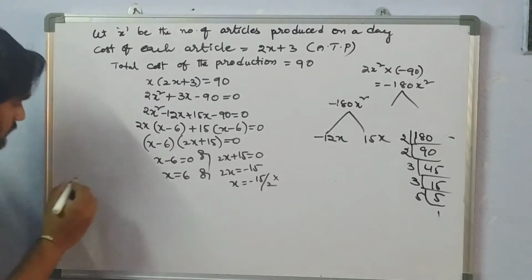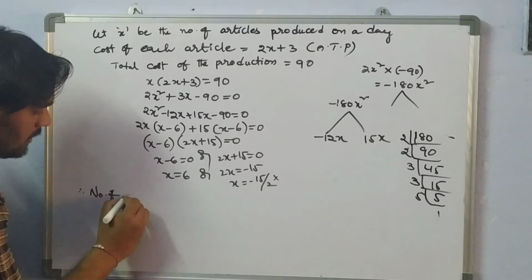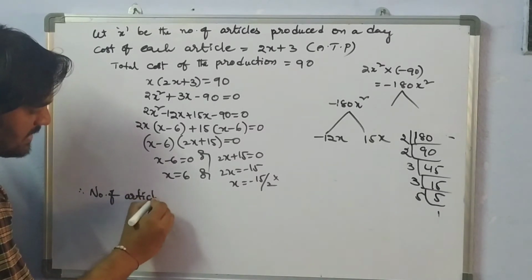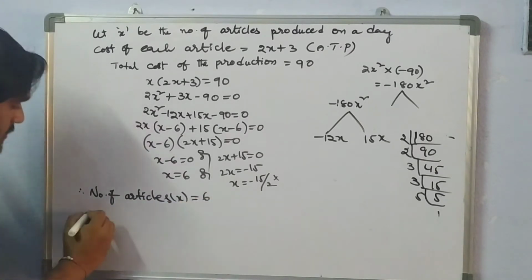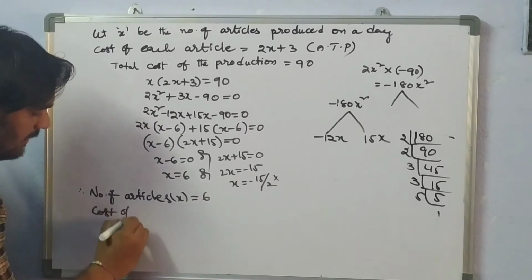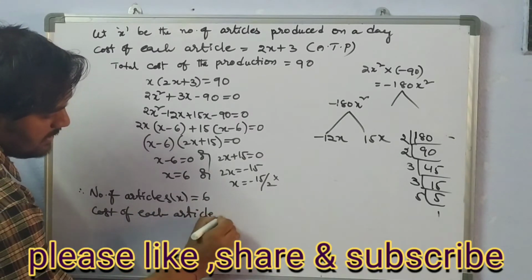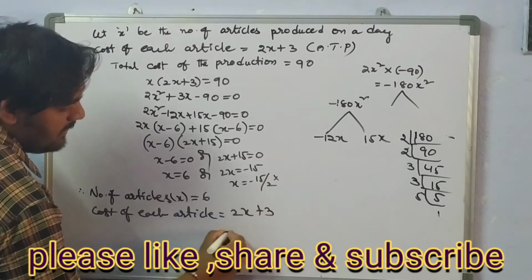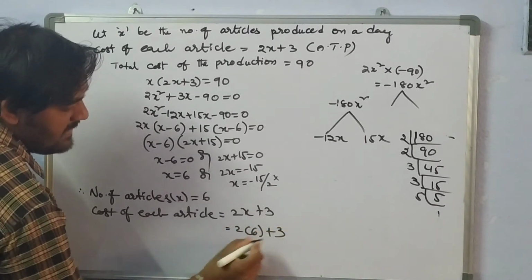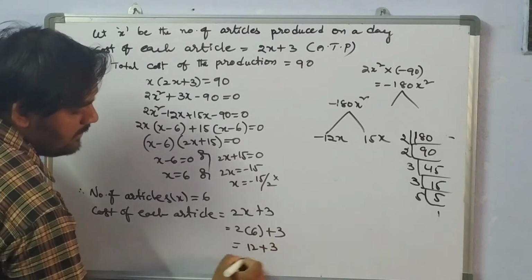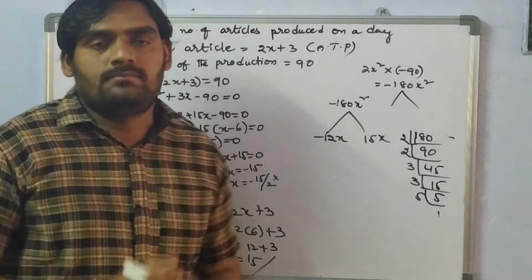So here, therefore, the number of articles, we assumed x, so it will become 6. So the cost of each article is equal to 2x plus 3, that is 2 into 6 plus 3. 2 6s are 12, 12 plus 3 is 15. Yes, we have completed. Once check this one.